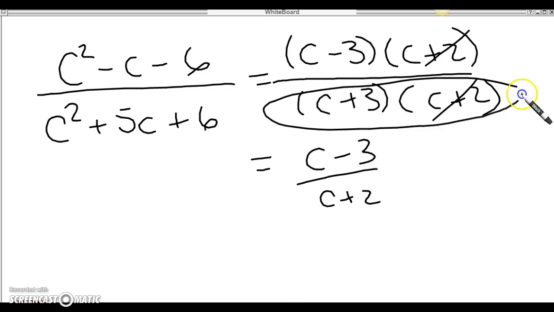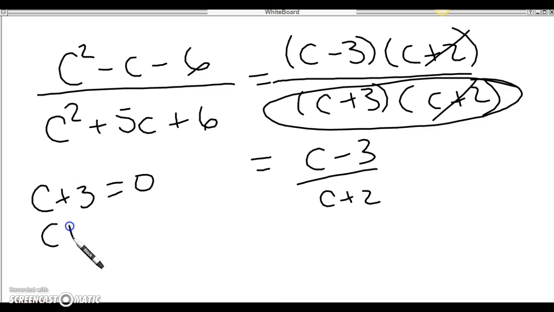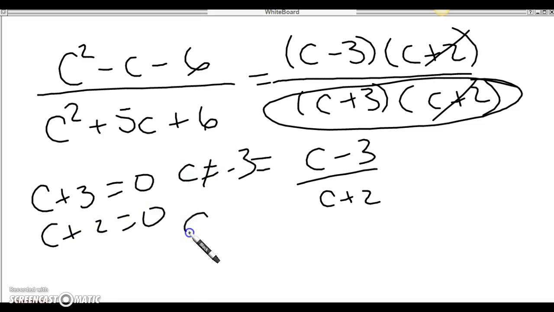For my excluded values, I use everything here. So I have c plus 3 equal to 0 and c plus 2 equal to 0. So c cannot equal negative 3 and c cannot equal negative 2. I hope this helps.